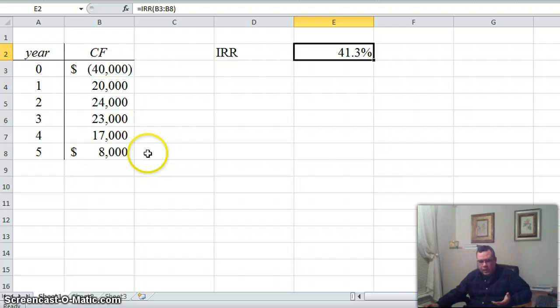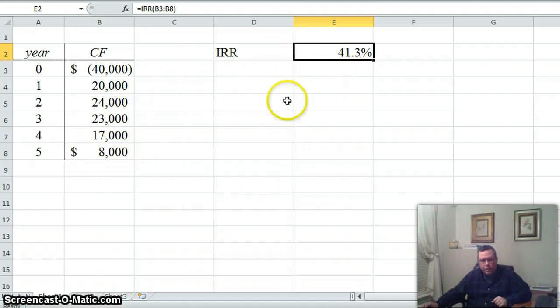Same thing with the $24,000. I'm going to reinvest it for 4 years at 12%. I'll take this and reinvest it, that was only 3 years. This one for 2 years, this one for 1. So that when I get to the end of my project, I've been reinvesting these cash flows at 12%, not at 41.3%.